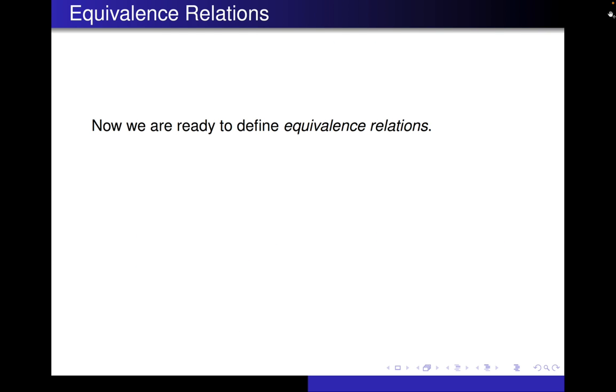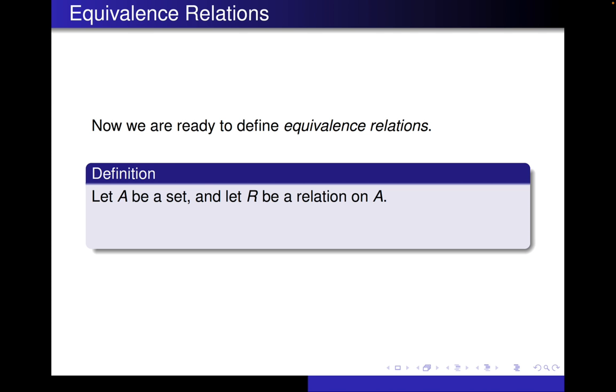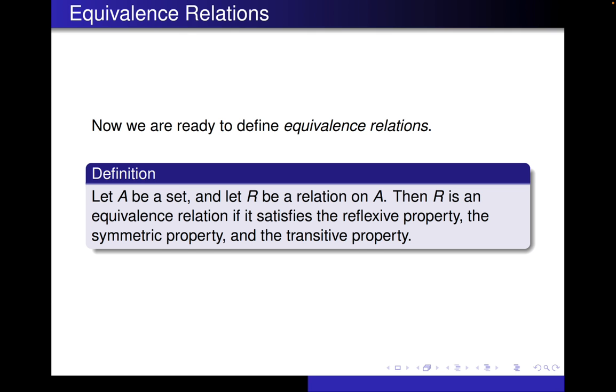Now, if we put all these three properties together, we get something that's called an equivalence relation. So let A be a set and let R be a relation on A. Then R is called an equivalence relation if it satisfies all three of those properties. In other words, it satisfies the reflexive property, it satisfies the symmetric property, and it satisfies the transitive property.